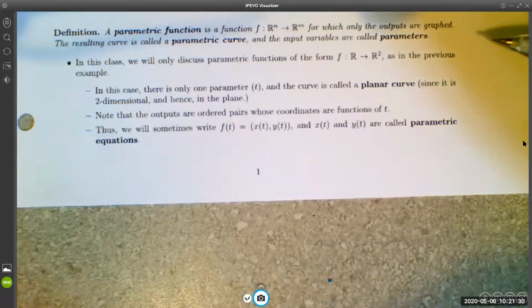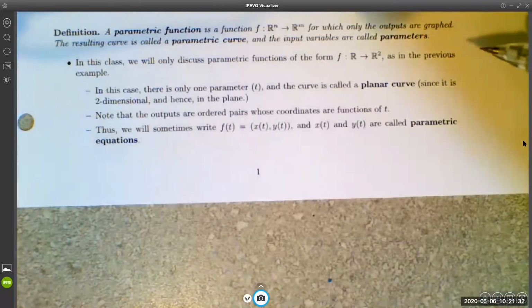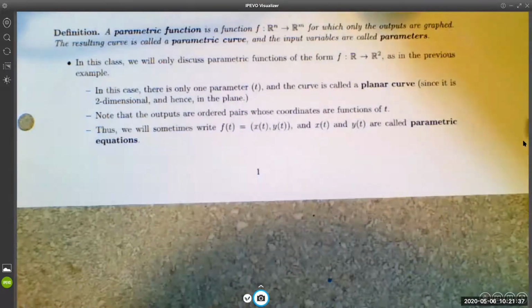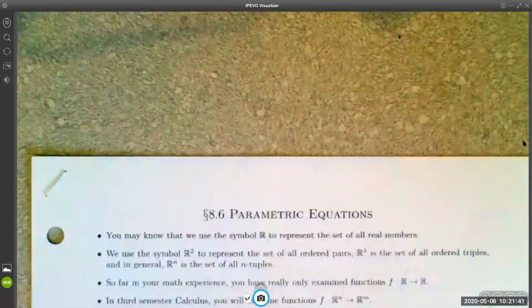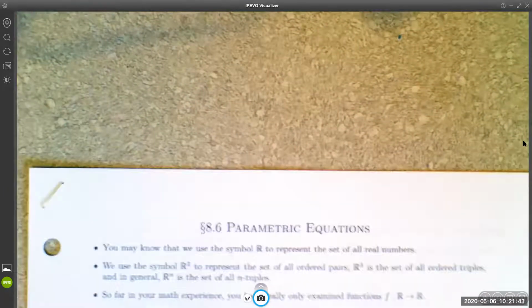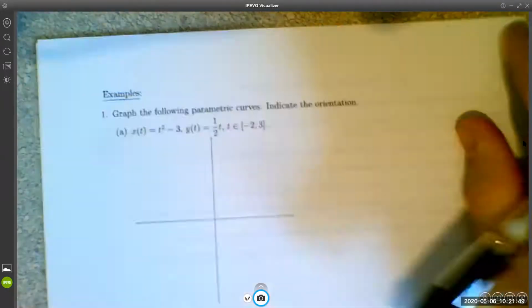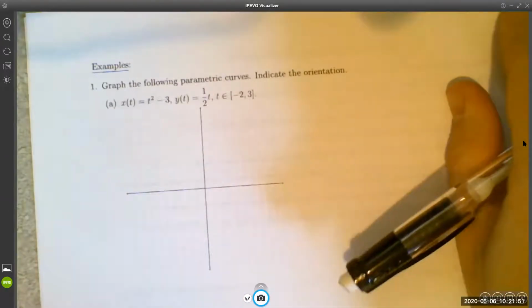I'm definitely not going to write a test question that says something like define a parametric equation. But I am just explaining what parametric equations are so that you understand the title of the section and everything. And I do want you to know how to deal with parametric equations, graphing them and so forth.